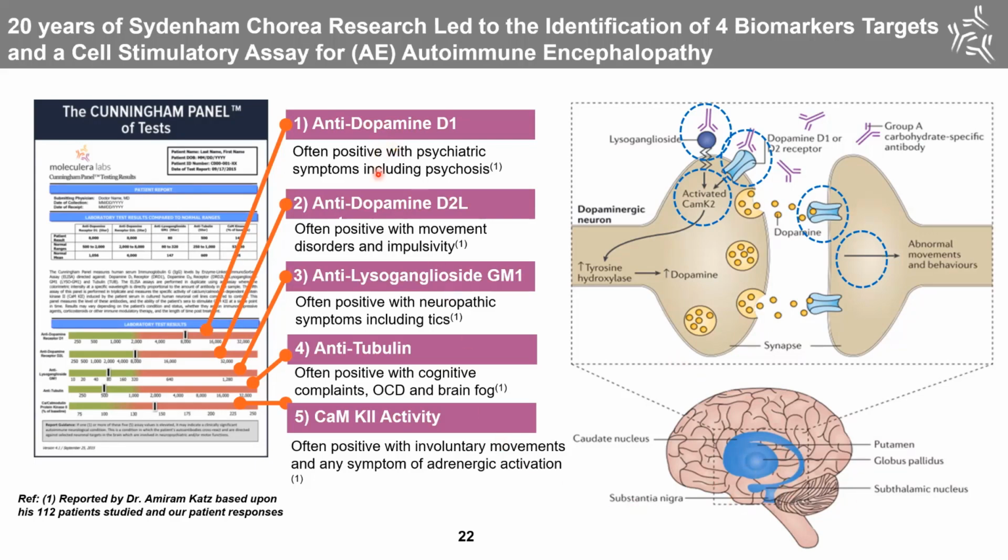So we look for antibodies that are directed against dopamine D1, D2, lysoganglioside, which I'll talk a little bit more about, tubulin, and then the ability of these antibodies to stimulate what we call calmodulin CaMKII activity.